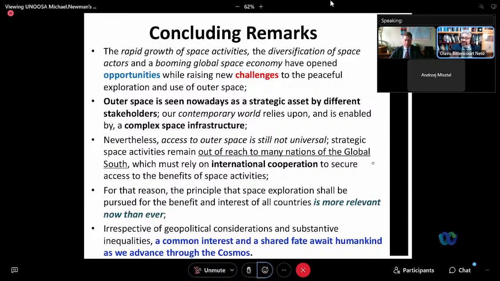And it is exactly for that reason that the principle enshrined by Article 1 of the Outer Space Treaty, providing that space exploration shall be pursued for the benefit and in the interest of all countries, is more relevant now than ever. Irrespective of geopolitical considerations and substantive inequalities, a common interest and a shared fate await humankind as we advance through the cosmos, and all nations have a stake in this.